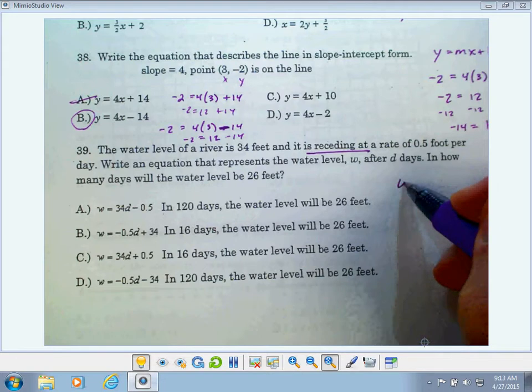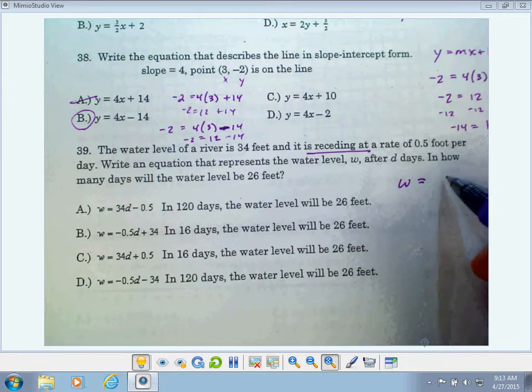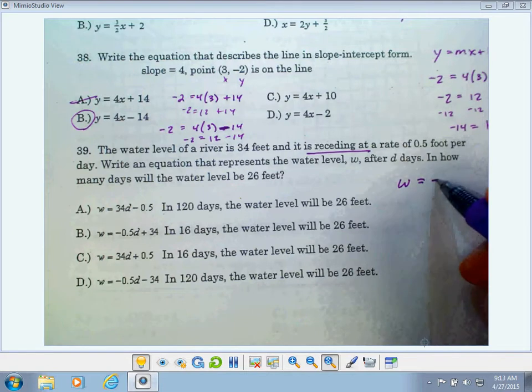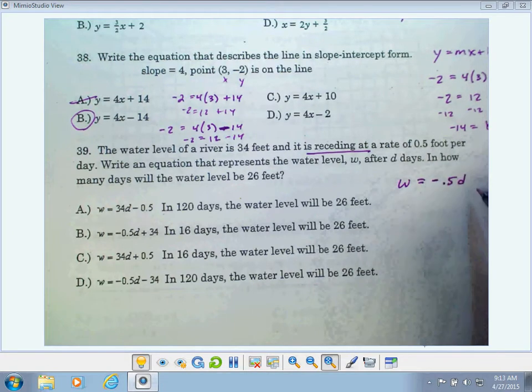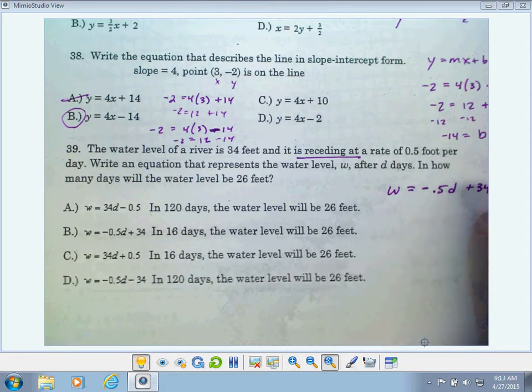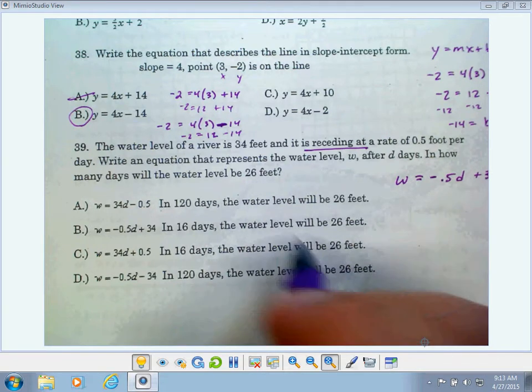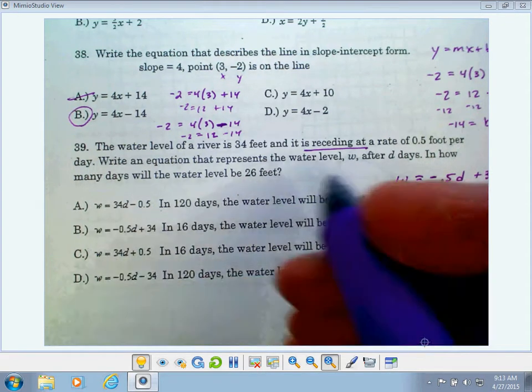The water level is the total, so W equals. We're starting with 34 feet, right? And we're losing 0.5 feet per day. So I see -0.5D, right? -0.5 per day. And we started with 34, so we'd have a positive 34, but we're losing some every day. So this is going to be our expression. The only question is then what's the answer to it? Will it be 26 feet? Well, as you can see over here, we actually already know our answer is B.